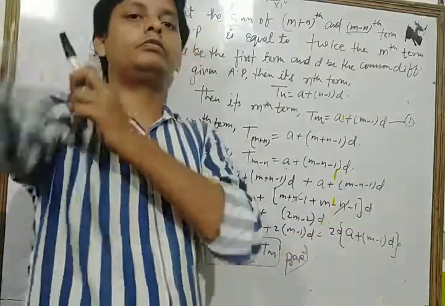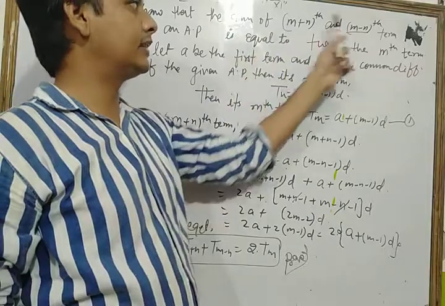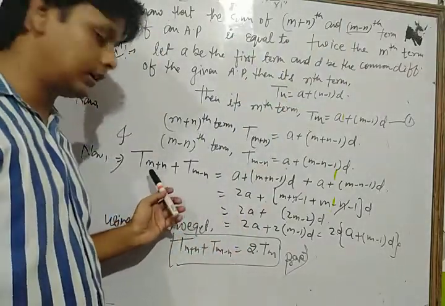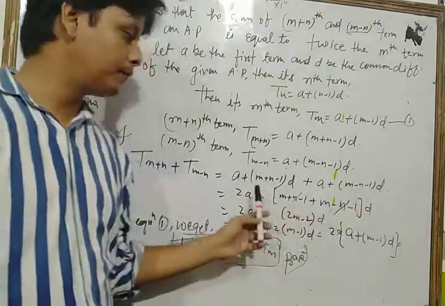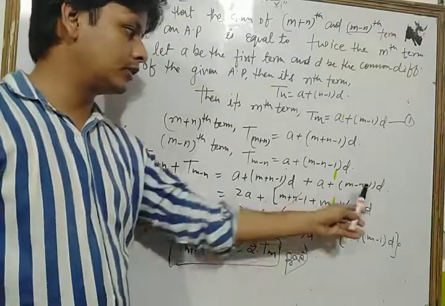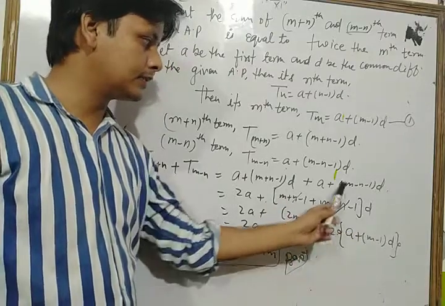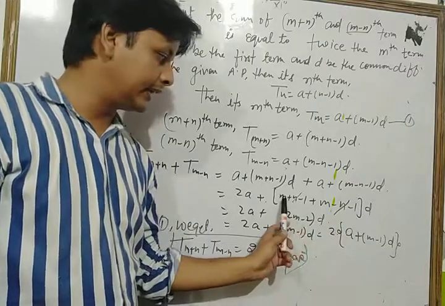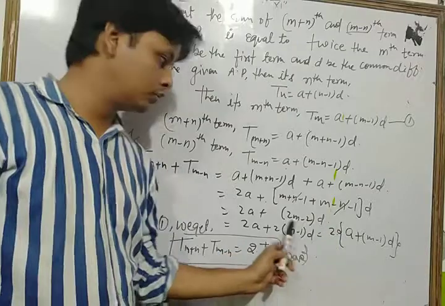Now our question is, we have to show the sum of these terms. Now we find the sum of these two terms. After solving that expression, we get 2a plus, in those terms we take d as common, so we get m plus n minus 1 plus m minus n minus 1. Now plus n and minus n cancel each other, and here we get 2m, and minus 2, into d.